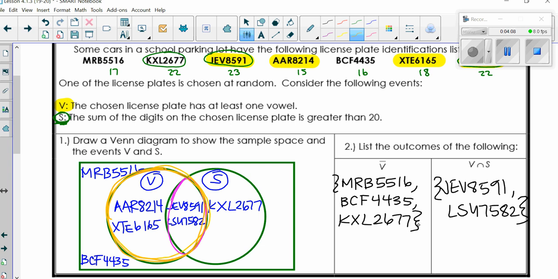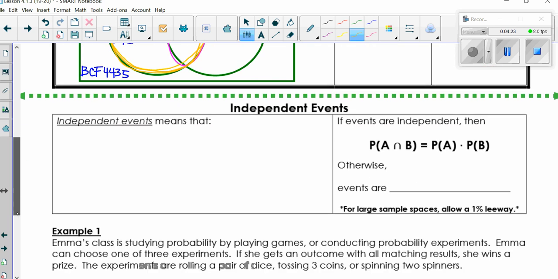Notice that there's brackets around it. Okay. The next one, V and S, would be this space in here. That's the overlap of the 2, and there's 2 in there. Notice you have these 2 right there. Okay. All right, so moving on.